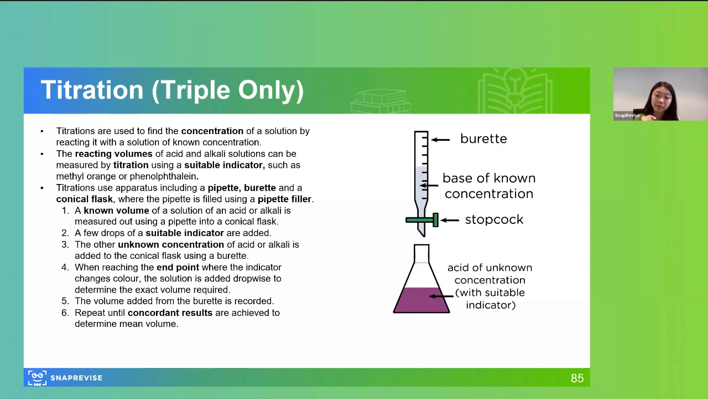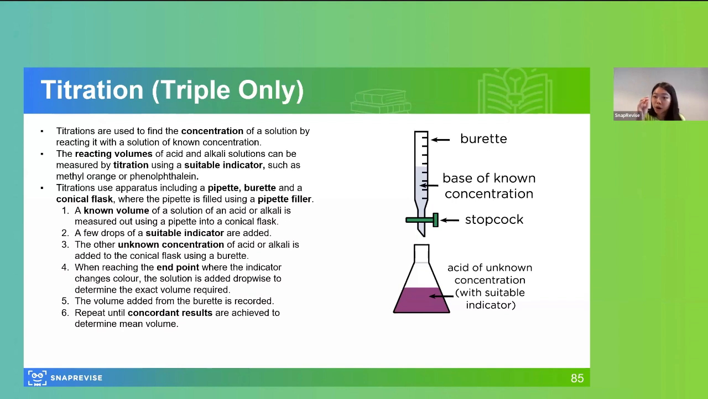Then add a few drops of indicator, a few drops, never a whole bottle, maybe 2 to 3 drops. The acid or alkali of known concentration is then added to the conical flask using a burette. So essentially, the thing that you know the concentration of goes into the burette, or it can be the opposite. I told you that the unknown concentration will be in the conical flask and the known one in the burette, but you can also do the opposite. Both work exactly the same.